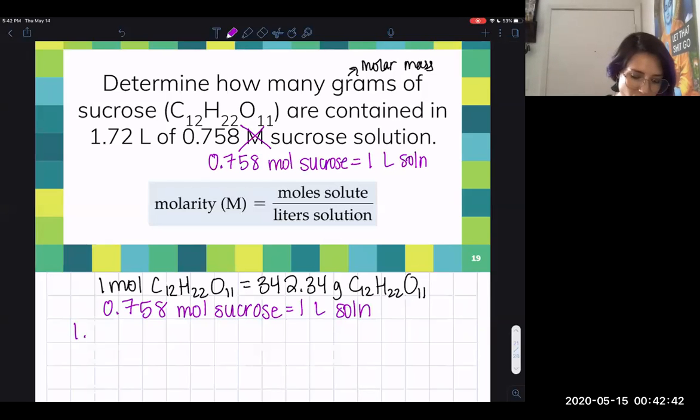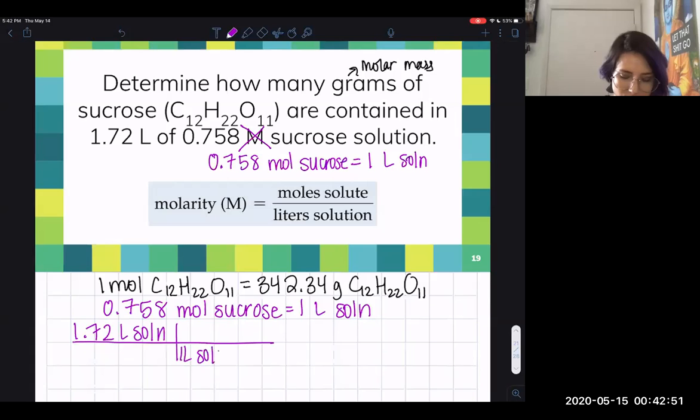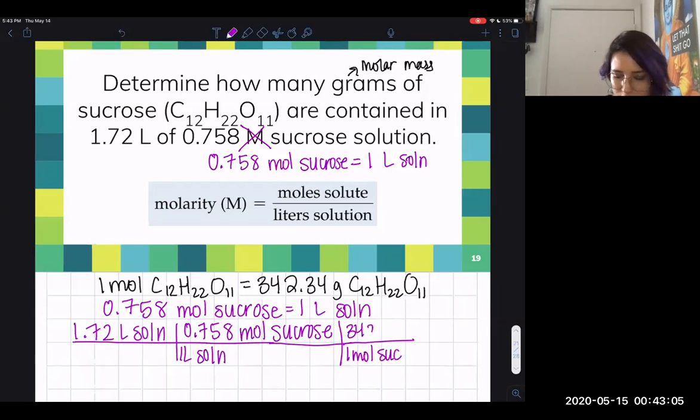And if I'm gonna start with 1.72 liters of solution, I can use my molarity to find moles. When in doubt, mole it out. Just find the moles. Once you find your moles, hopefully your brain will catch up with what you are doing and you can move forward. 1 mole of sucrose is equal to 342.34.